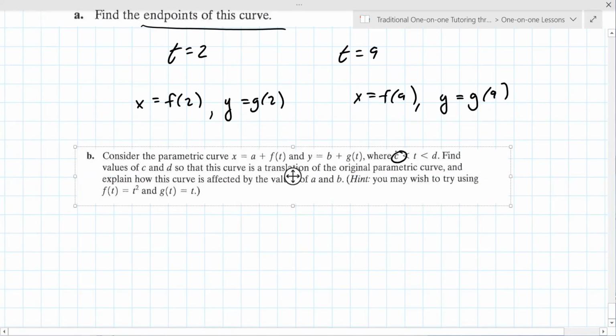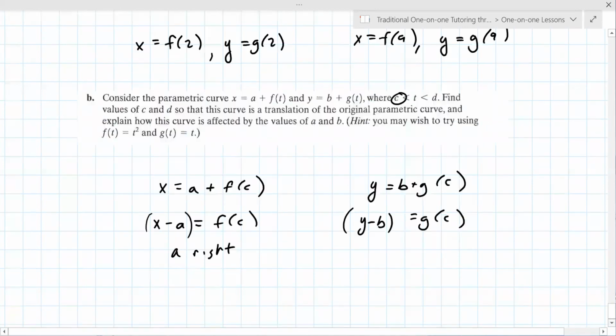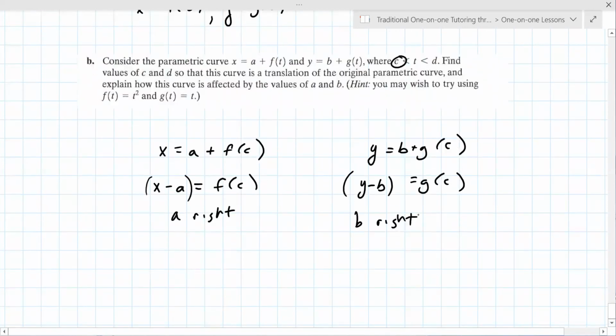So if we try the endpoints again, we get x equals A plus f of C and y equals B plus g of C. So it looks like it's x minus A equals f of C. So that's A, right? If you think of a quadratic, that's why they say t squared. And then y minus B equals g of C. So this is also B to the right. And that's all they're looking for.